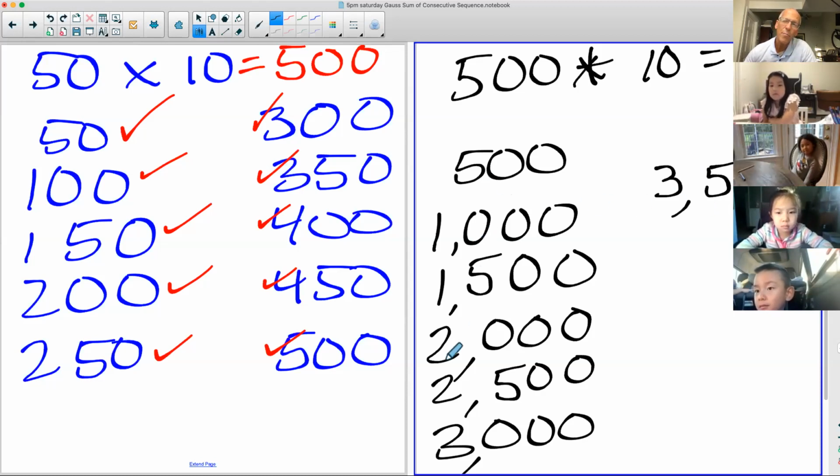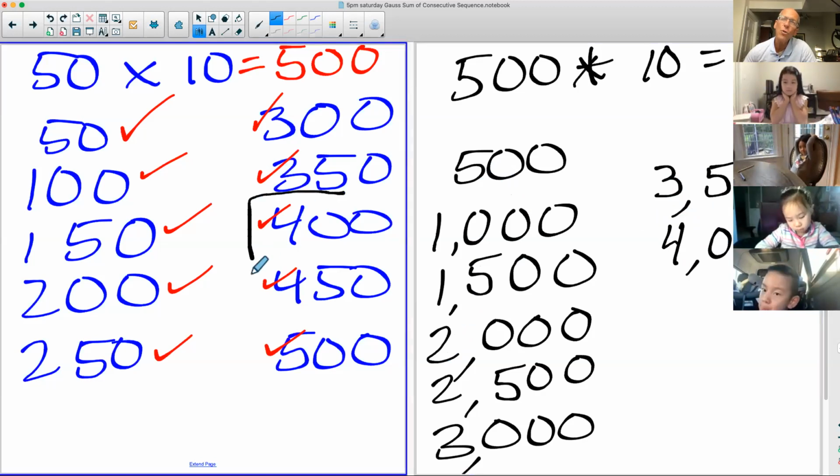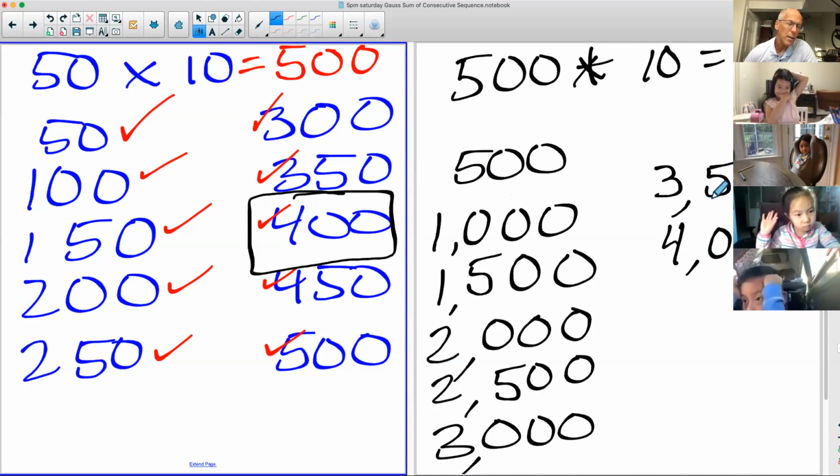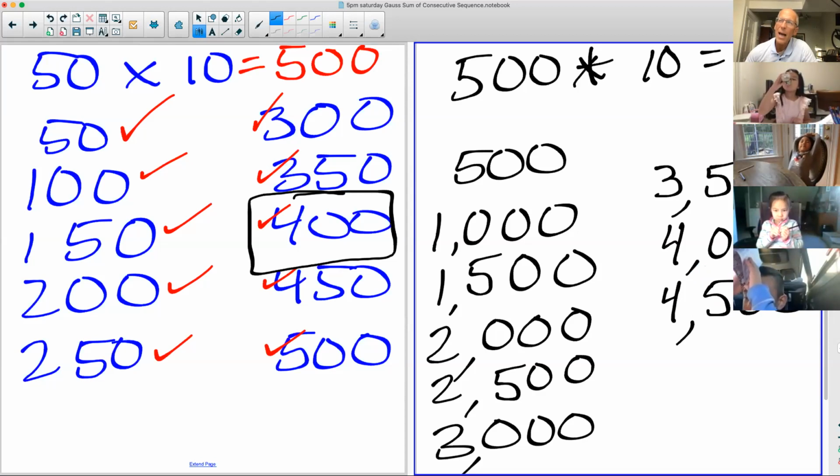Look at this sequence of numbers. After 3,500 comes what, Larry? Can you read that number, Larry? 400. Well, 400 would have 2 zeros after the 4. What is the 4 with 3 zeros after the 4? Go ahead, Alice. 4,000. Yeah. And then Larry, can you do the next one? 4,000 what? Go ahead, Stella. 4,500. And what is the last one?